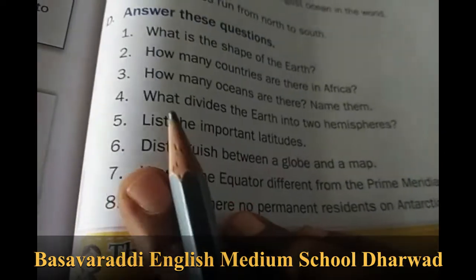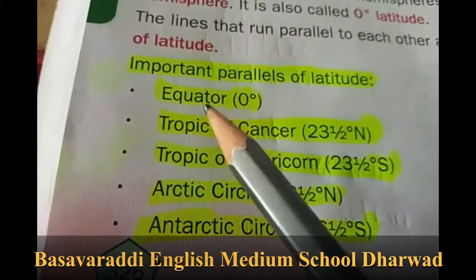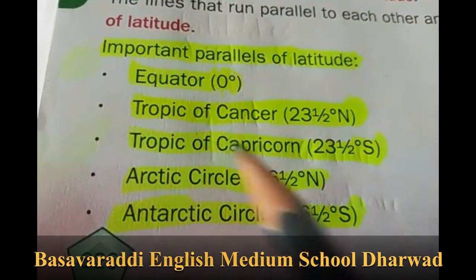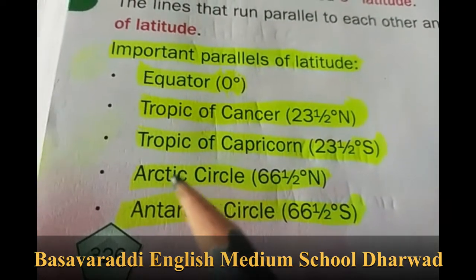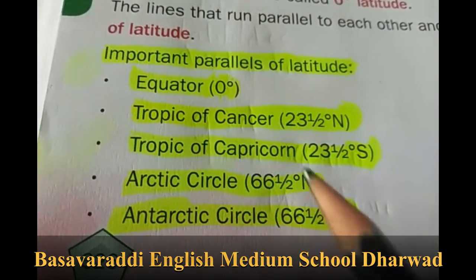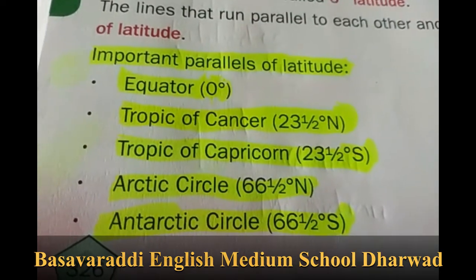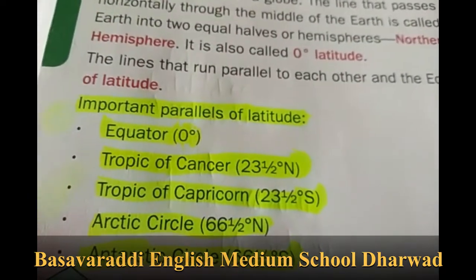Fifth question, list the important latitudes. Do you remember? See here. Equator, Tropic of Cancer 23.5 degrees north, Tropic of Capricorn 23.5 degrees south, Arctic Circle 66.5 degrees north, Antarctic Circle 66.5 degrees south. These are the important parallels of latitude. Next.